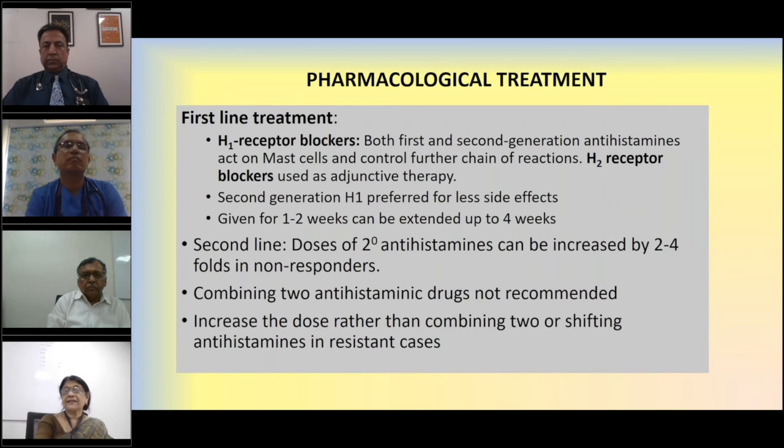Pharmacological first-line treatment is H1 receptor blockers. H2 receptor blockers are only used as adjunct therapy. Second generation H1 blockers are preferred because of fewer side effects. We initially give it for 1 to 2 weeks, but it can be extended up to 4 weeks. Second line, we still use second generation antihistamines, but we can increase the dose temporarily for 2 to 4 weeks. Combining two antihistaminic drugs is not recommended. Increase the dose rather than combining two or shifting between the two antihistamines.